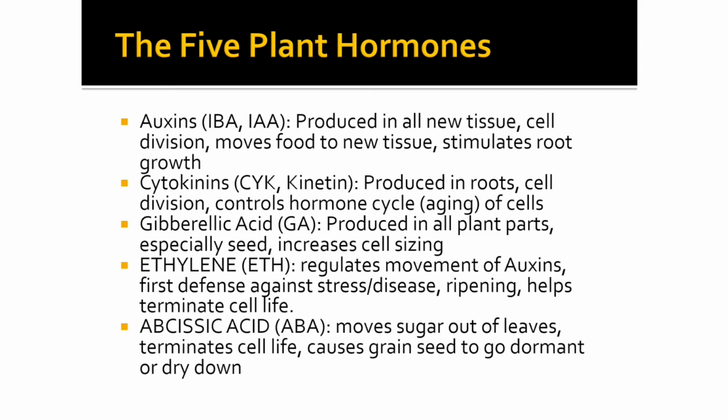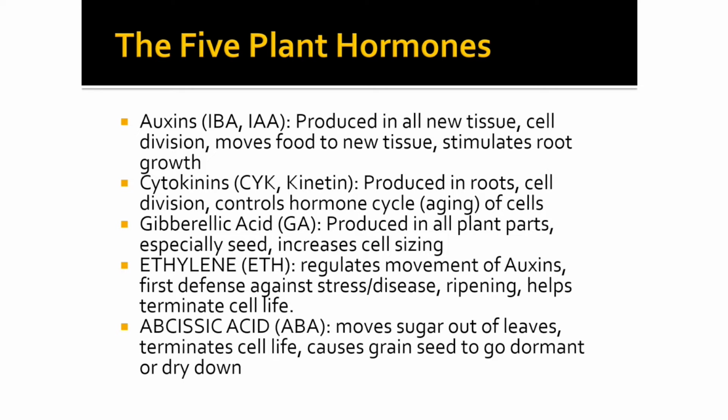The next one, cytokinins, that's produced in roots. Cell division controls hormone cycle, which is the aging of plants. So basically, it's telling it what to do, when to go reproductive mode, and all of that, because as described in the last class I taught to you guys, there's a big difference between vegetative and reproductive. So this helps control that.